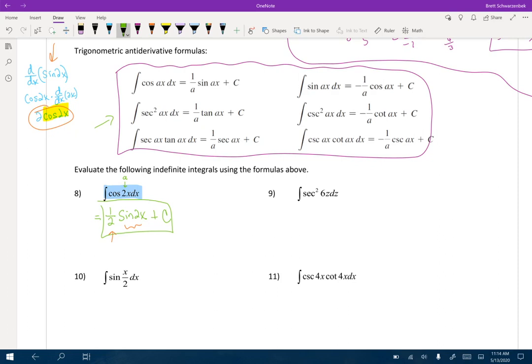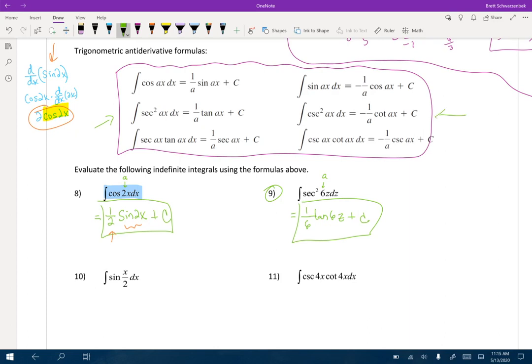All right, number 9. What about the antiderivative of secant squared 6z? When I look at secant squared, I immediately say in my head, I get secant squared by taking the derivative of tangent. No negatives involved, which means that the antiderivative is indeed just going to be tangent. But a in this problem is 6, so I have to do a 1/6 on the outside, a 6z here, and a plus c, and I am complete. That is my antiderivative. That is how I think about it. I don't even look up here.